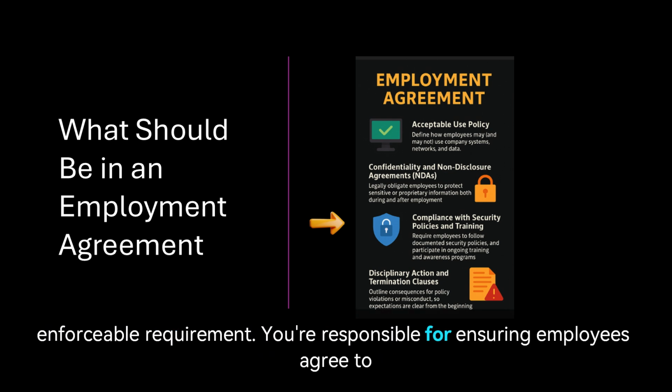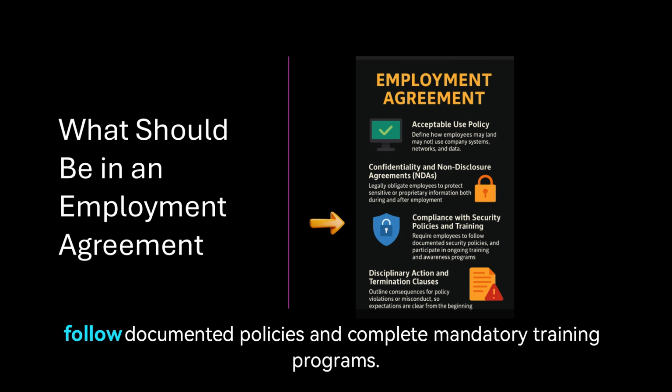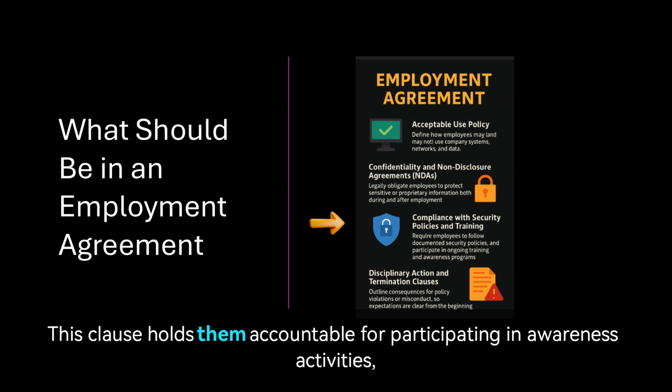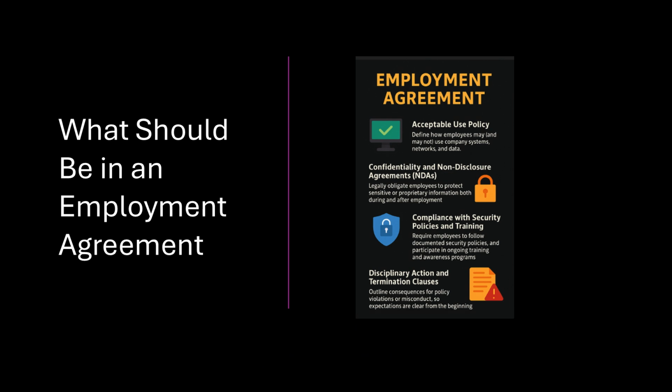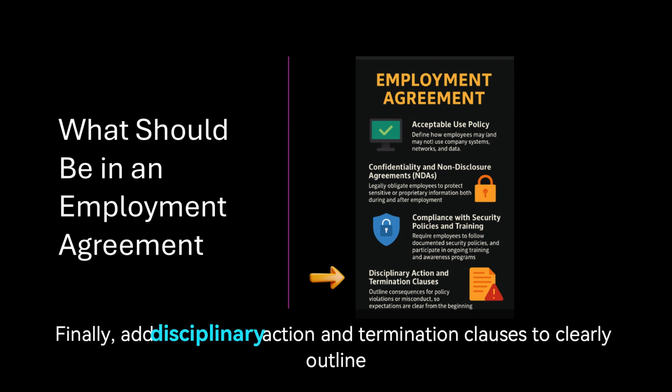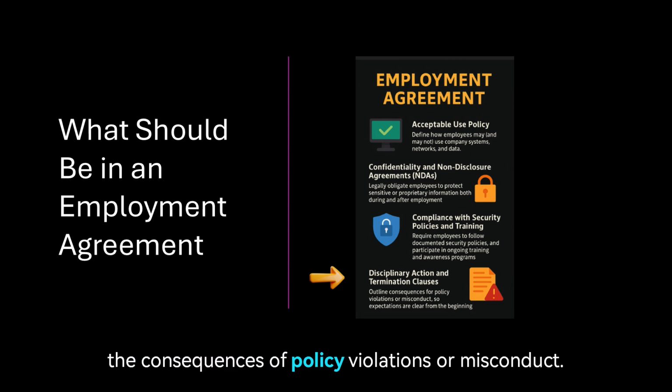Make compliance with security policies and training a formal, enforceable requirement. You're responsible for ensuring employees agree to follow documented policies and complete mandatory training programs. This clause holds them accountable for participating in awareness activities, staying current on evolving threats, and following procedures designed to protect the organization.